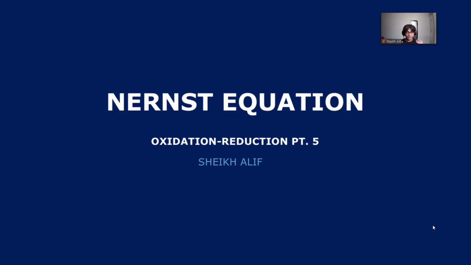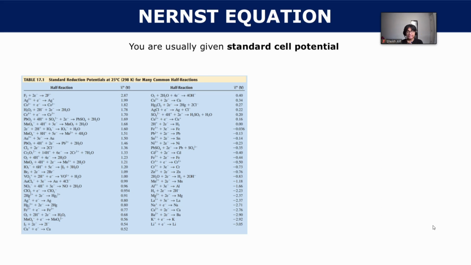Today we're going to be talking about the Nernst equation. Usually you are given the standard cell potential. In this table here, you're given the standard cell potential, and you can tell that it's standard because you have this little degree sign on the top here. This textbook uses a different symbol, but usually you have E naught. Remember, standard conditions are 1 molar, 1 atmosphere, and 25 degrees Celsius.